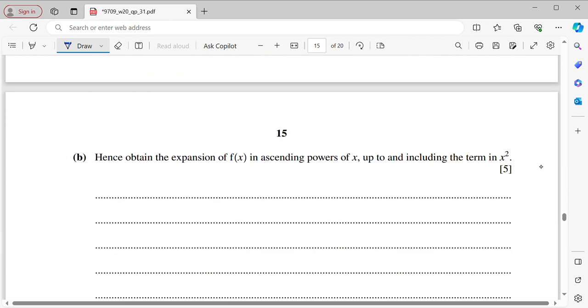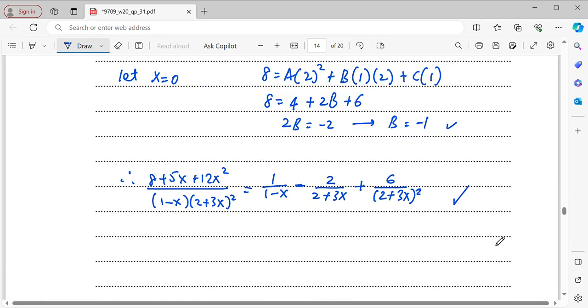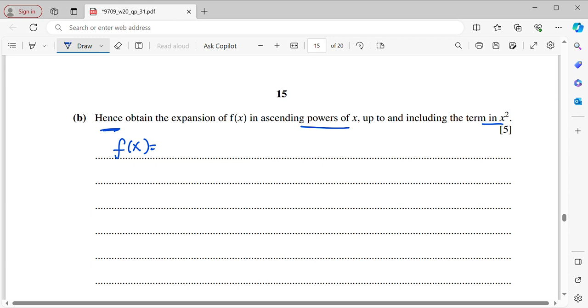Next, part B. Hence means use the previous answer. Obtain the expansion of f(x) in ascending powers of x up to and including the term in x squared. So now I have to rewrite my f(x). Just copy from the previous partial fractions, all these terms. So I will get 1 over 1 minus x, minus 2 over 2 plus 3x, plus 6 over (2 plus 3x) squared.